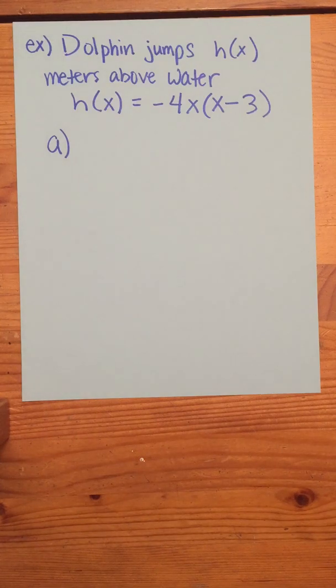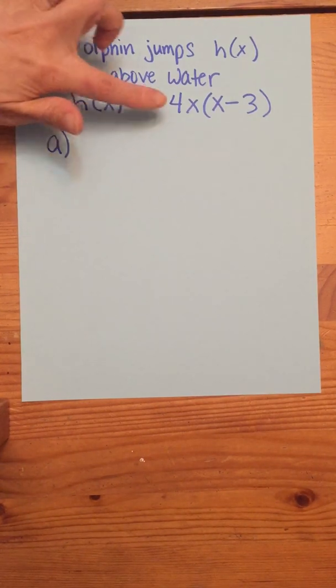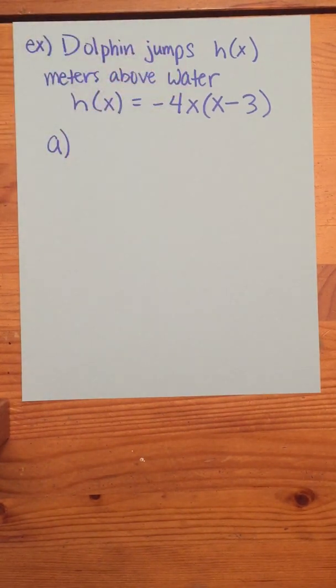Okay, so here's an example that we're going to use to talk about how to solve quadratic word problems when you're given the equation in factored form. A dolphin jumps h of x meters above water, and h of x is the function that equals negative 4x times quantity x minus 3.